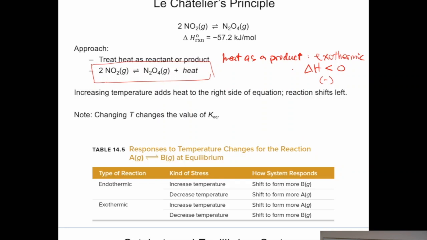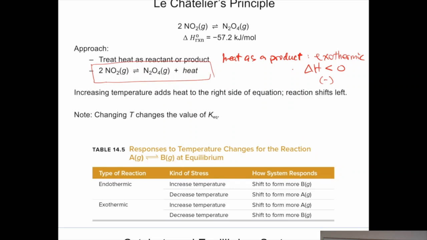The same is true with heat, all right? If we add heat to this reaction, it's going to shift to the left. If we remove heat by cooling it, now we're taking away a product, so the reaction is going to shift to the right. This is exactly what you should have described in lab last week. Not all of you did. Some of you still got confused by it. So that's why I wanted to emphasize this once again.